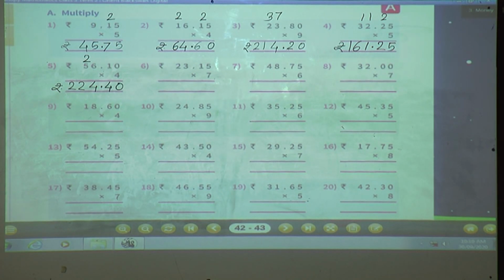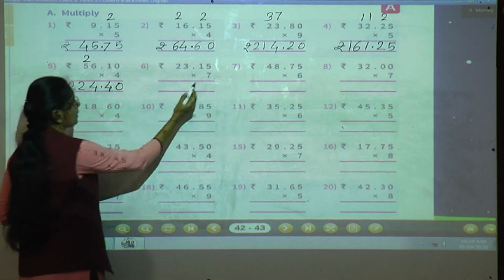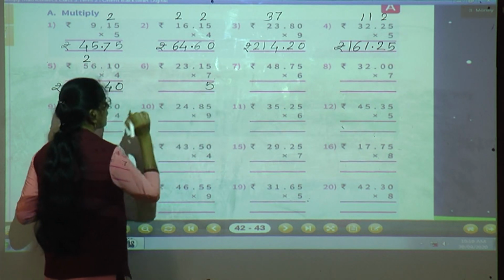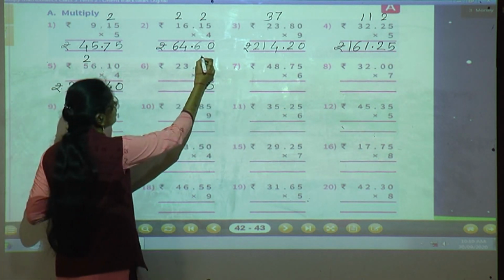See the next example. 23.15 into 7. Okay, now start from the ones place here. 7 into 5, 7 5s are 35. So here we'll write 5 and 3 as a carry.